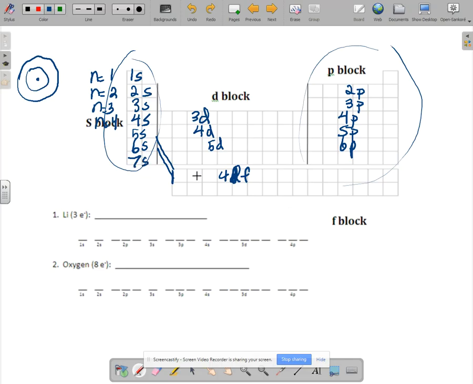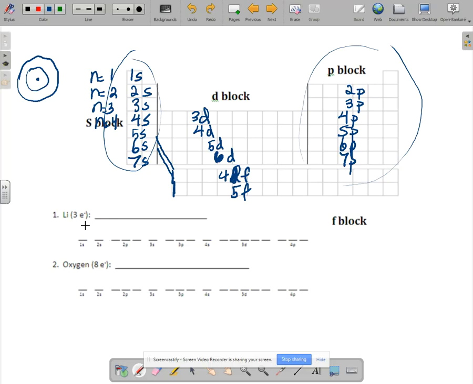The same sort of trend is going to continue here. So 7s, and then you come down here, and that's going to be 2 lower, so that's going to be 5f, and then come back up to the d. That's going to be 6d, and then back up to 7p. Now, if that seems confusing and you've forgotten how that works, just come talk to me and we can walk through it, okay? From here, I'm going to let you figure these out on your own, okay?